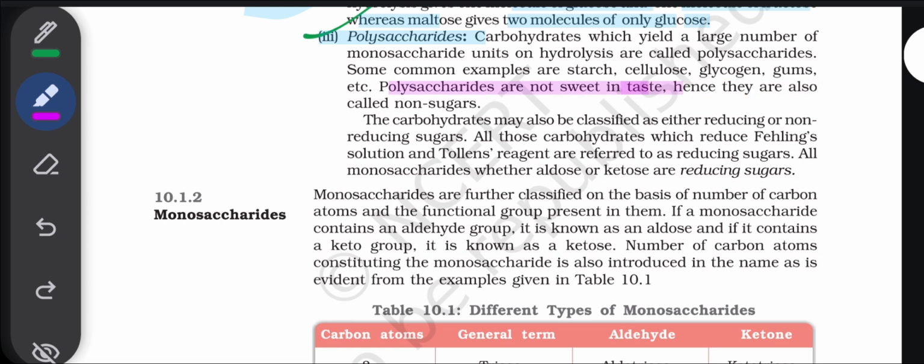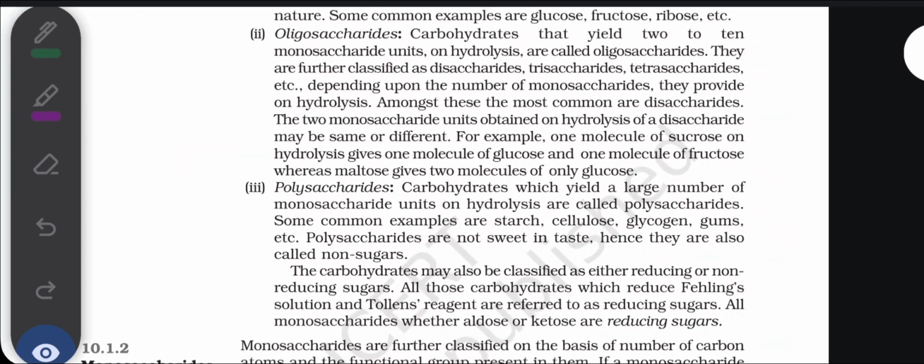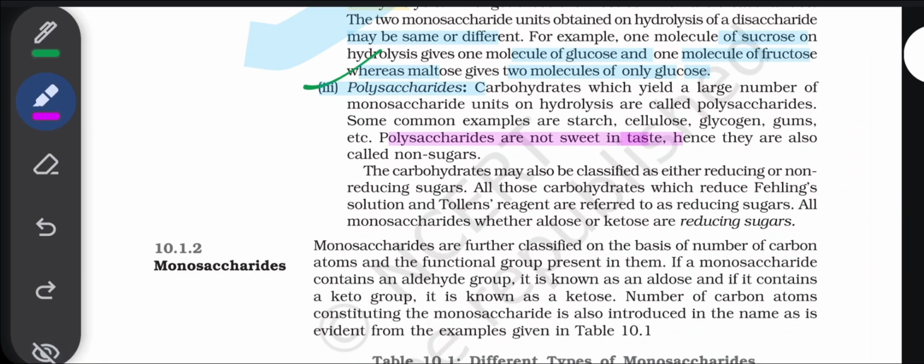Okay, saccharides are sweet in taste. That is why they are also known as sugar. Carbohydrates are also known as saccharides, which means sweet. We read it above, right? Saccharon means sugar, but the thing is that polysaccharides are not sweet in taste.